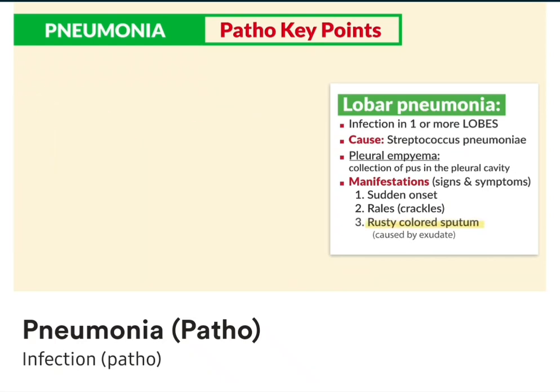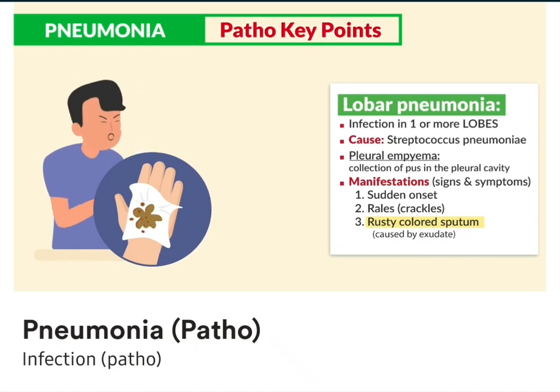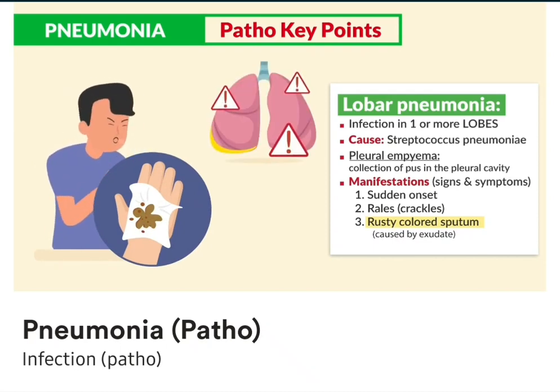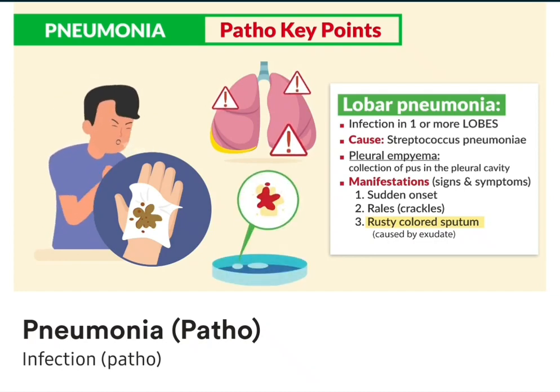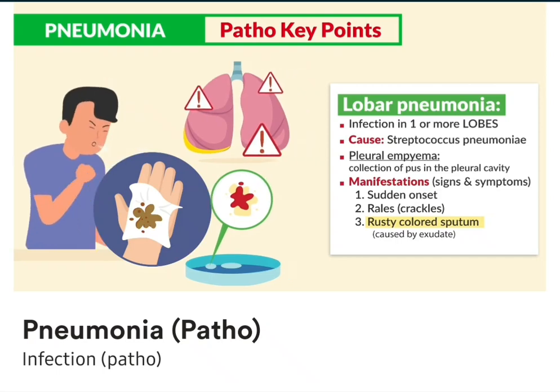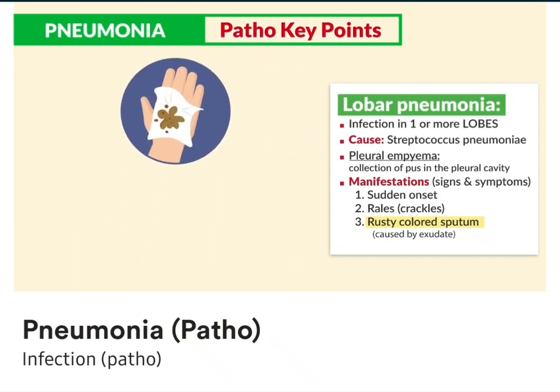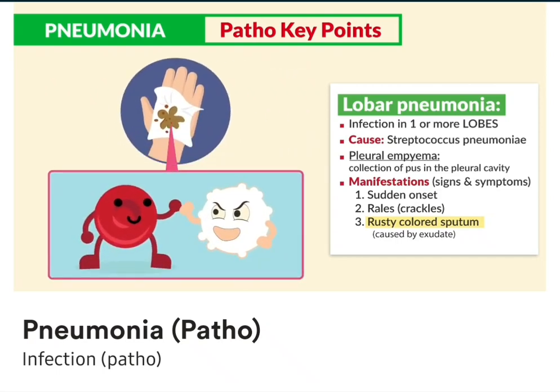And number 3, a big key term here, is rusty colored sputum caused by exudates. Now, it's just nasty lung butter that you would normally expect with any lung infection. It's basically pus-like sputum. Now, to get deeper into the patho here, it is due to the presence of RBCs, those red blood cells, and WBCs, those white blood cells, which get caught up in fighting infection.